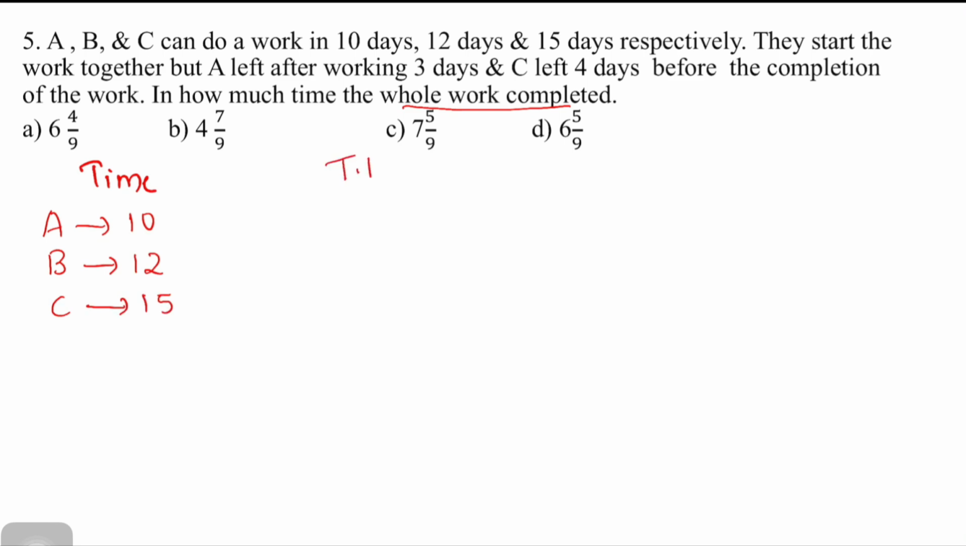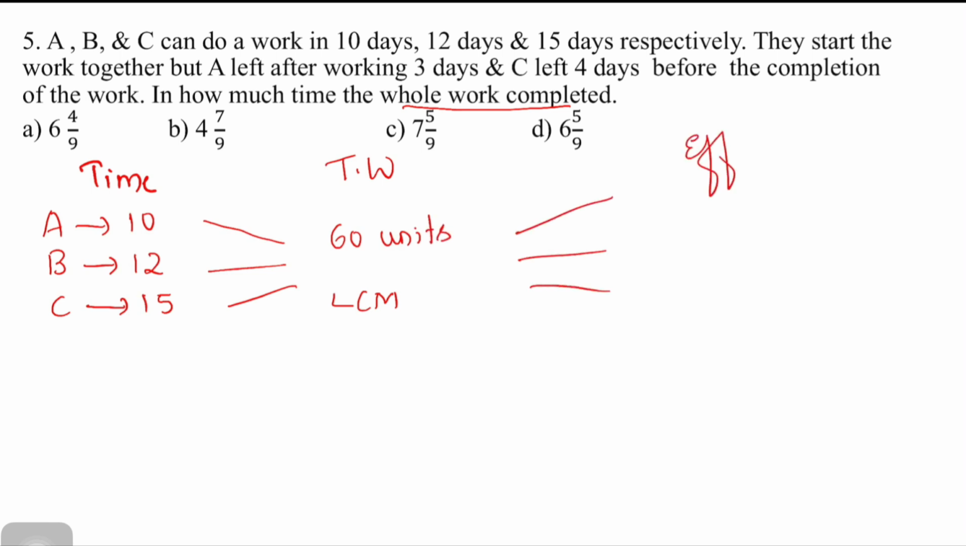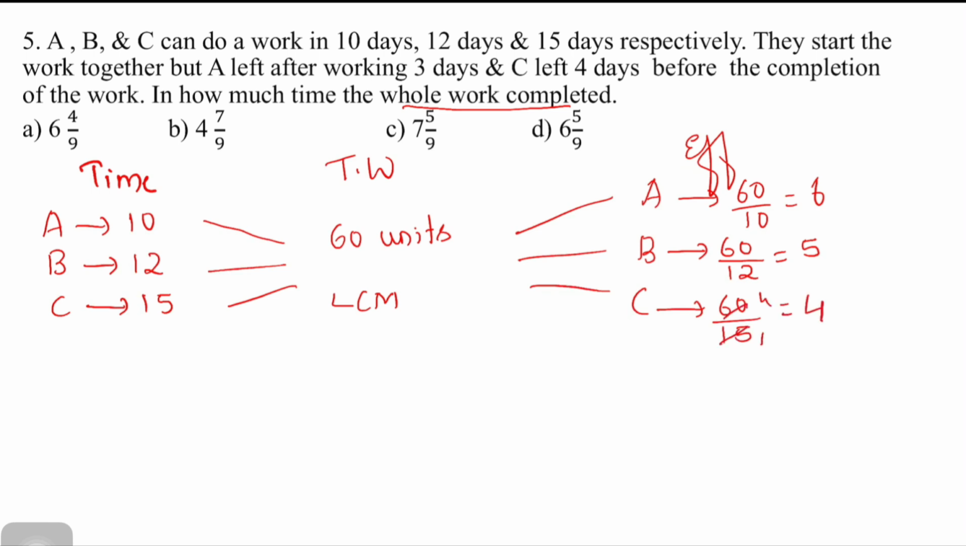So the total work is how much? Take the LCM of all these three. The LCM of 10, 12 and 15 is 60. So 60 units is the total work. Let us see the efficiency. A will do 60 units in 10 days, so in one day A will do 6 units. B will do 60 units in 12 days, so in one day B will do 5 units. Then C will do 60 units in 15 days, so in one day C will do 60 by 15, that is 4 units.